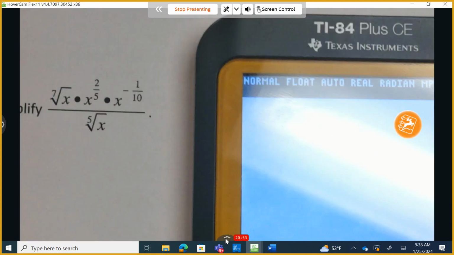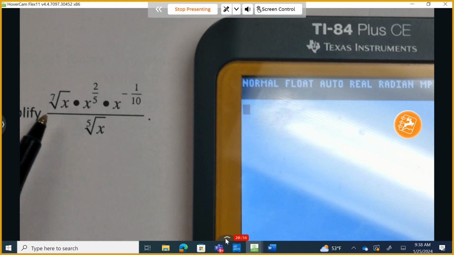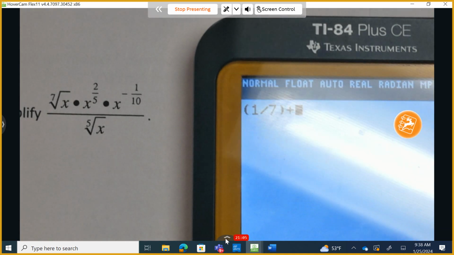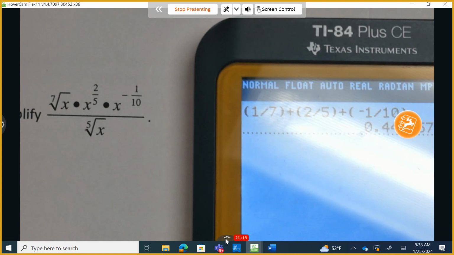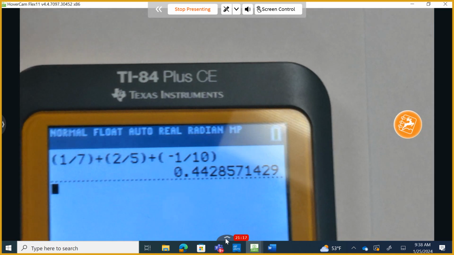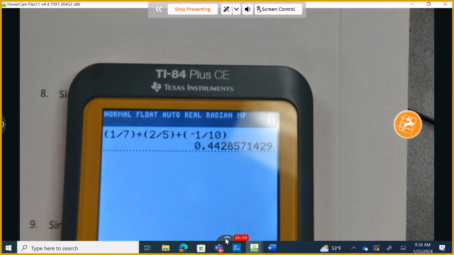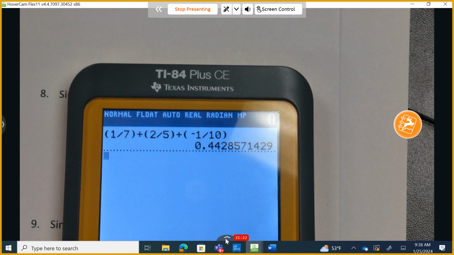I'll zoom out here. So the very first part is I need to rewrite this in rational exponent form. That is equivalent to 1 over 7 for this first term. So 1 over 7, I'm multiplying with the same base, so I'm going to add plus 2 over 5, make sure you use parentheses, plus negative 1 over 10. Now get an answer. What I do not want you to do is take this irrational decimal and simply estimate it. Because if we estimate now and we estimate later, we're not going to have an actual exact answer.